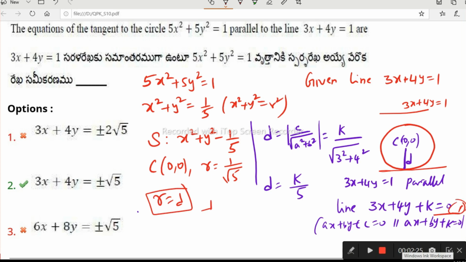r is 1/√5, d is k by... since there is a modulus, we can take plus or minus. |k|/5 equals 1/√5. By cross multiplication, |k| equals 5/√5, which is √5. Taking the modulus, k is plus or minus √5. So substitute in equation 1.